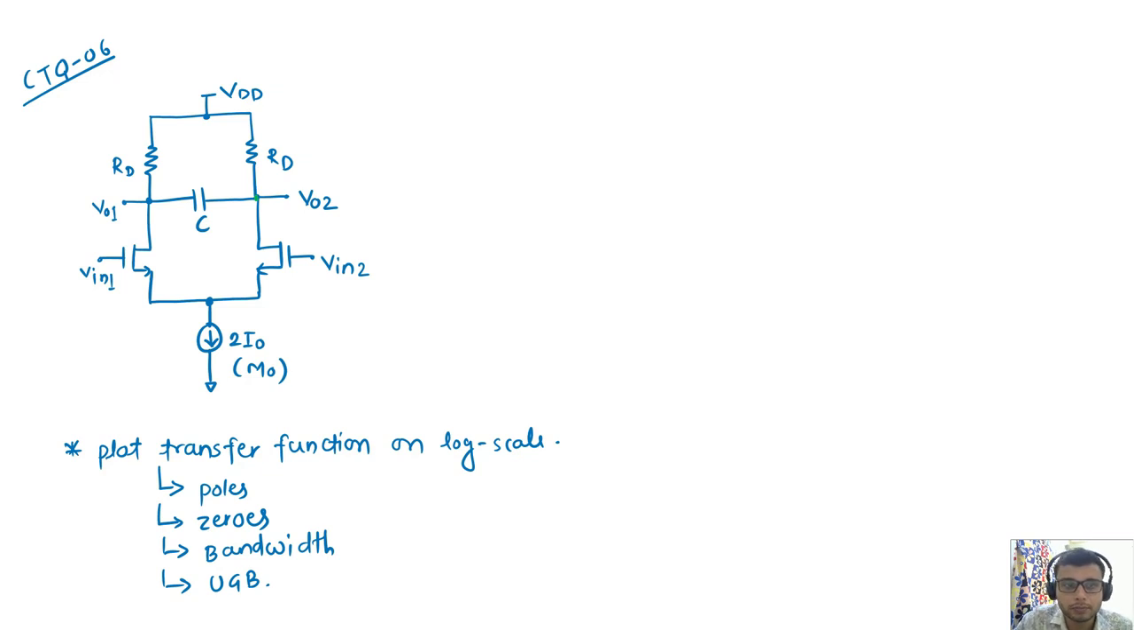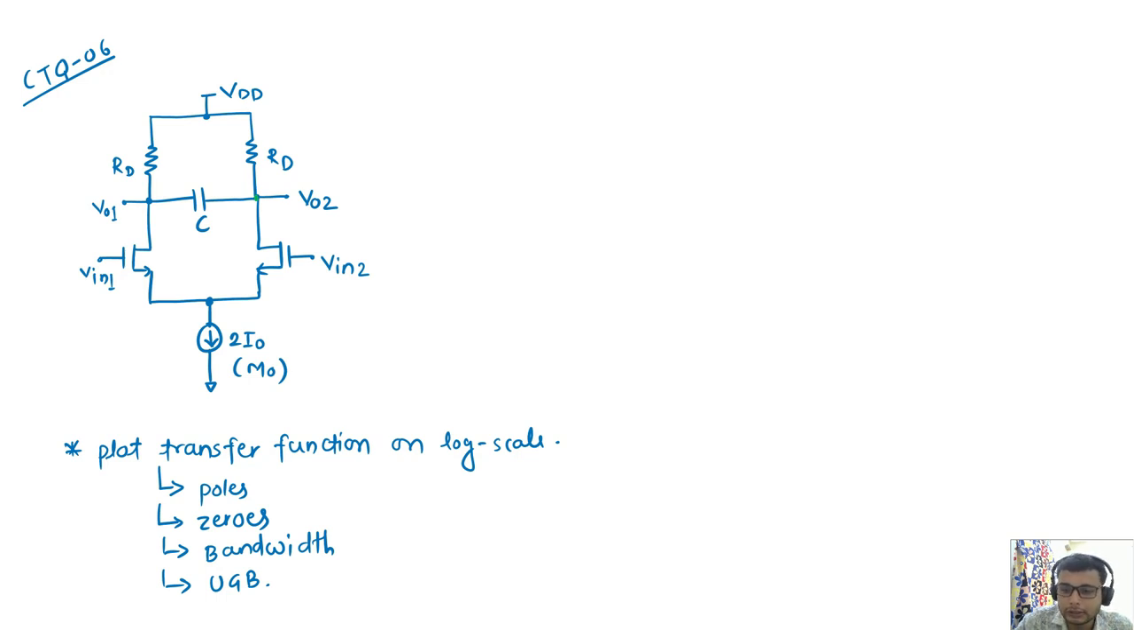Hello everyone. So in this problem we'll discuss the question of CTQ 6. So what was the question? Actually we have to plot the transfer function on log scale. So before finding exactly the transfer function, what should we know? Actually what is the transfer function and what are the parameters that are included in the transfer function?